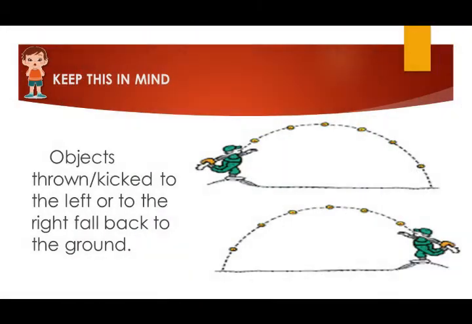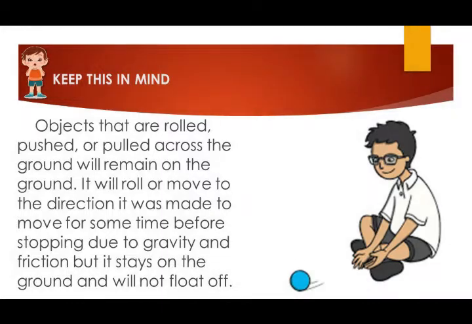Objects thrown or kicked to the left or to the right fall back to the ground as well. Objects that are rolled, pushed, or pulled across the ground will remain on the ground. It will roll or move in the direction it was made to move for some time before stopping due to gravity and friction, but it stays on the ground and will not float off.